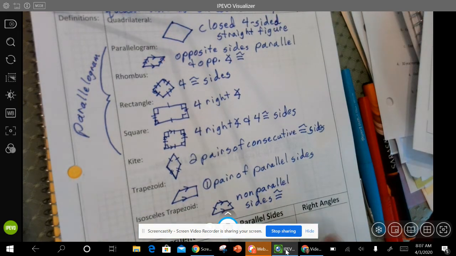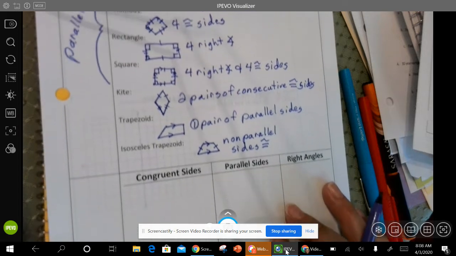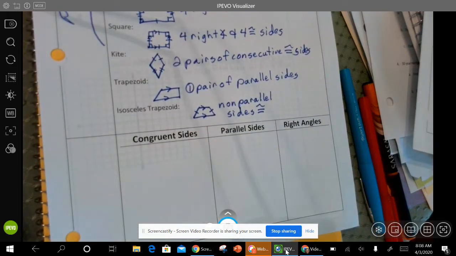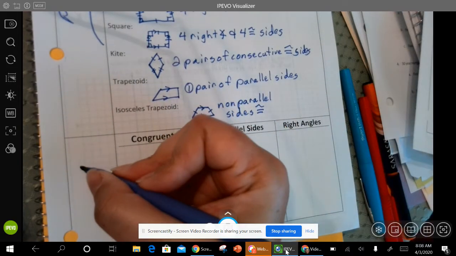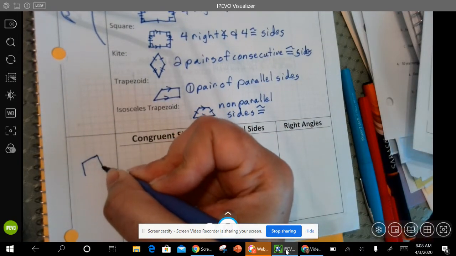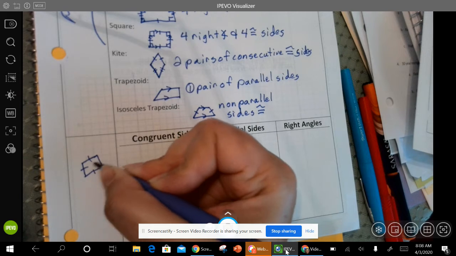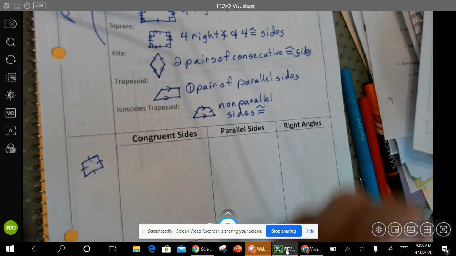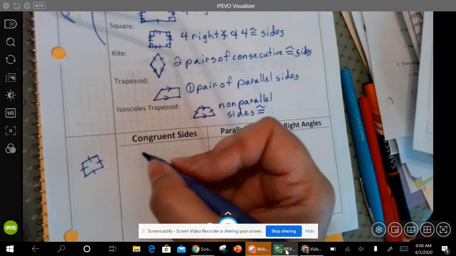sides, and the interior angles equal 360. So to figure out if it has congruent sides, remember you'll see the little mark on it. Like if it's a square, you'll see that mark showing that it's congruent. So the tick marks.